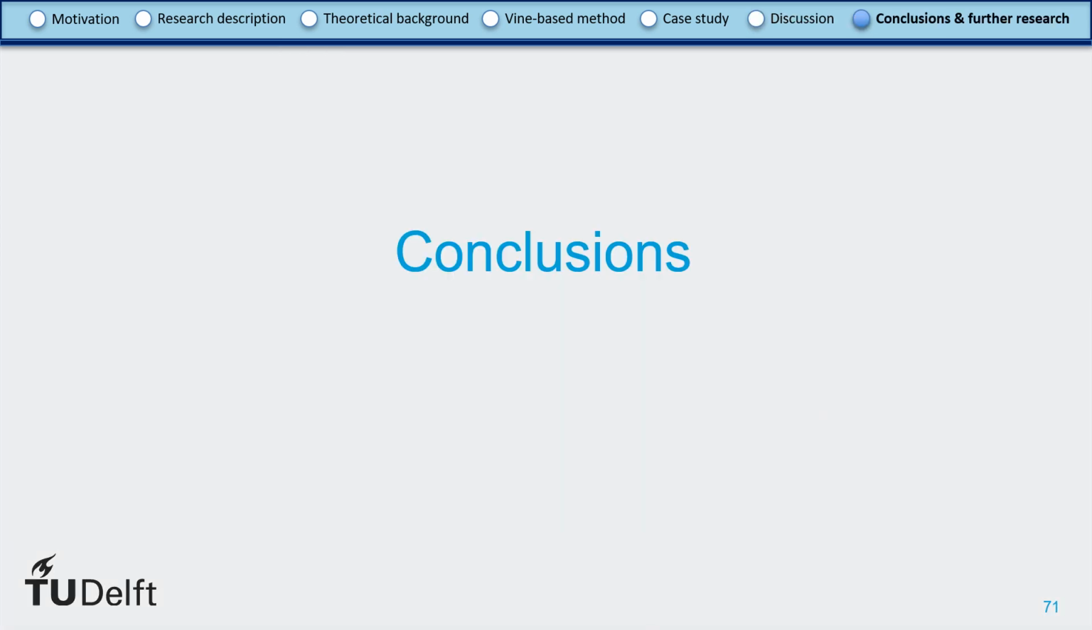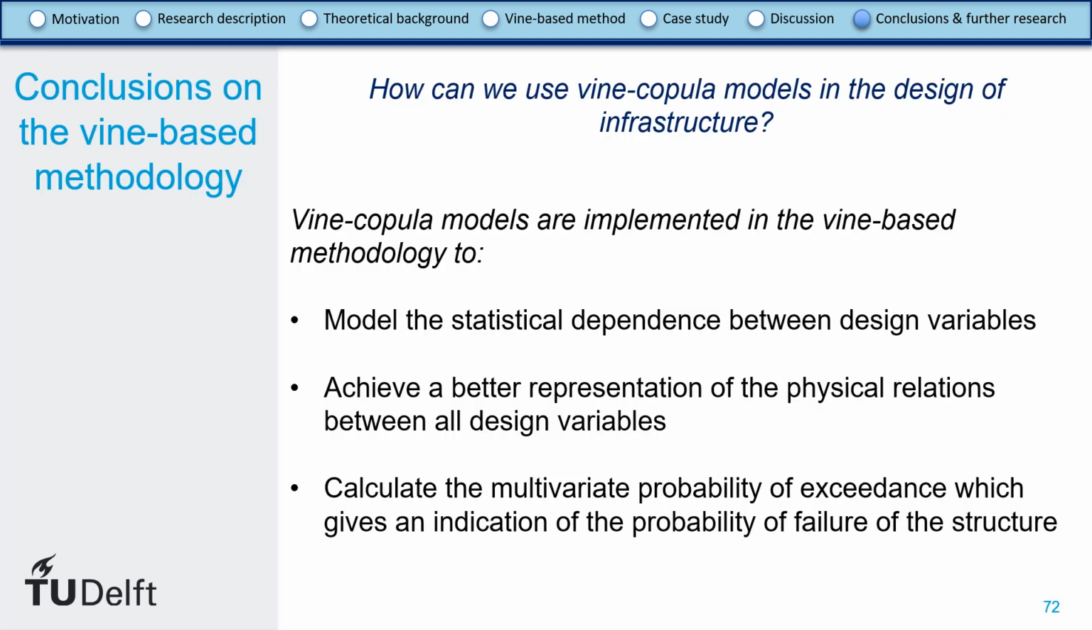Now it's time to give an answer to the research questions. How can we use vine copula models in the design of infrastructure? Well, vine copula models are implemented in the vine-based methodology to model the statistical dependence between the design variables and to achieve a better representation of the physical relationships between all design variables. With vine copulas, we can actually calculate the multivariate probability of exceedance, or multivariate return period, which gives an indication of the probability of failure of the structure.